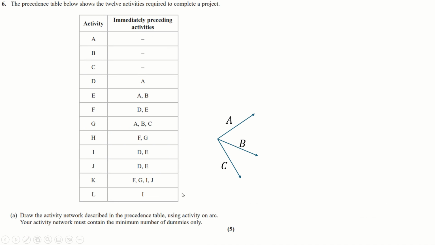Now we need to draw an activity network. This is quite a complicated one to draw, hence why it's worth 5 marks. Needing the minimum number of dummies. So A, B, C obviously to start. D comes out of A, obviously. Now, E comes out of A and B.